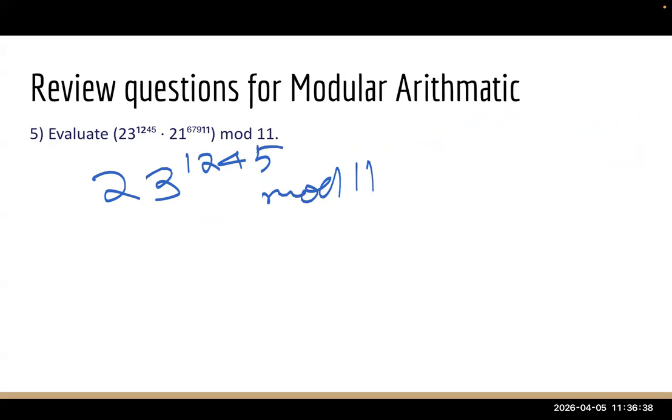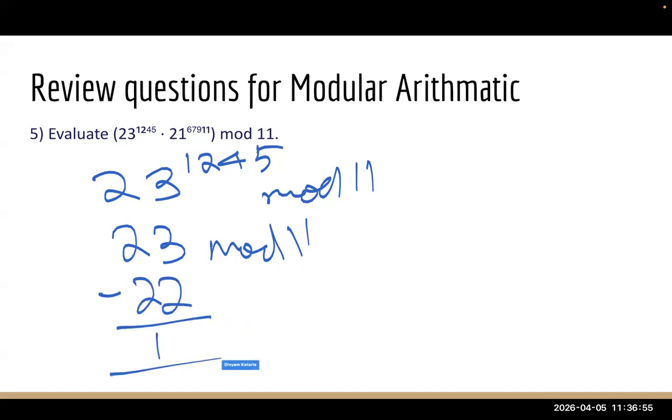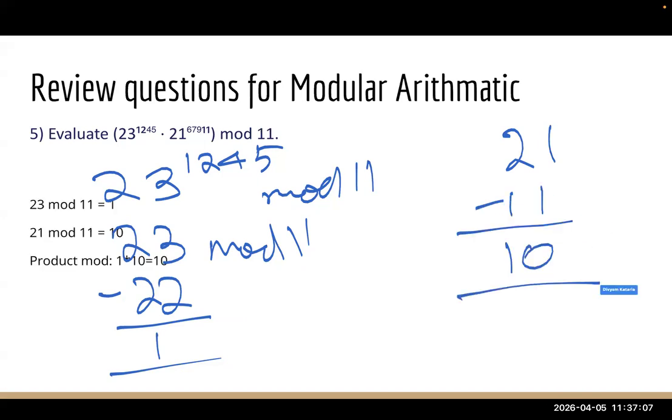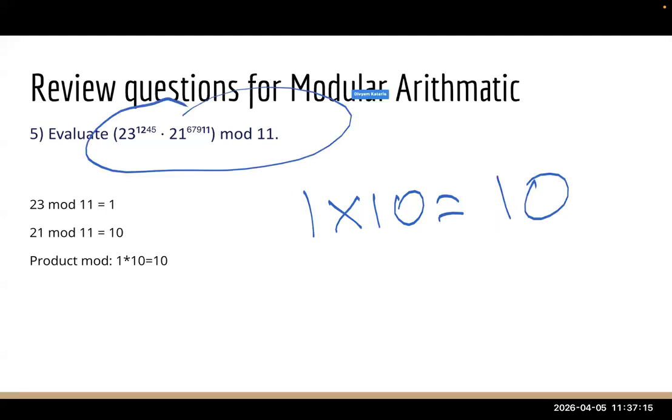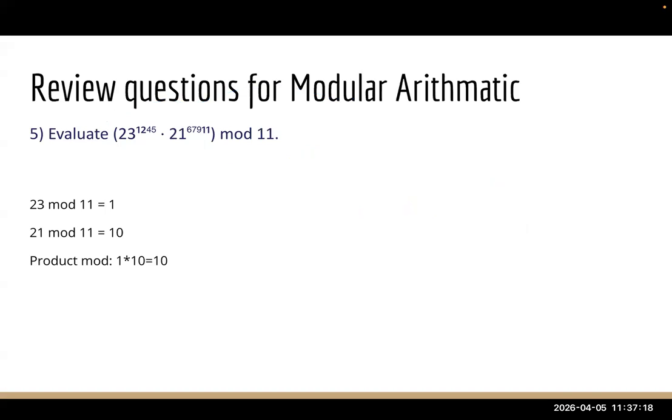First, 23 to the power 1245 mod 11. We'll forget the exponent and just consider 23 mod 11. The closest multiple of 11 to this is 22. So 23 minus 22, which is just 1. We'll do the same for 21. The closest multiple of 11 to this that gives a positive remainder is 11, so it becomes 10. So 1 multiplied by 10, which is 10, will be the answer for this question. We will just ignore the exponents.